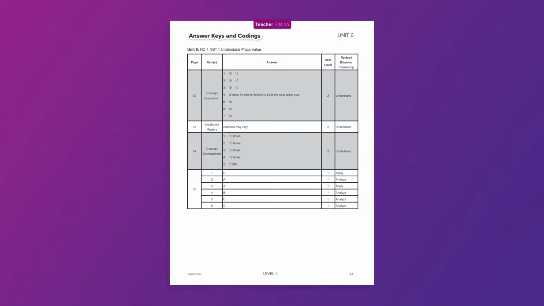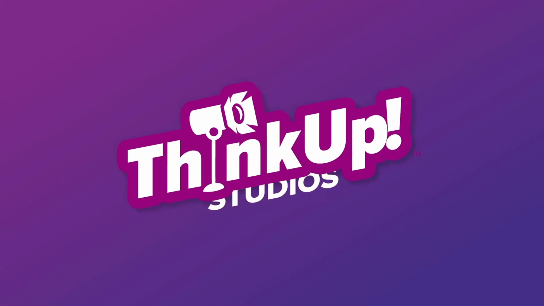Lastly, we provide answer keys at the end of each unit. Not only do we provide the answers, but we provide the level of depth of knowledge, DOK, and revised Bloom's taxonomy, RBT.